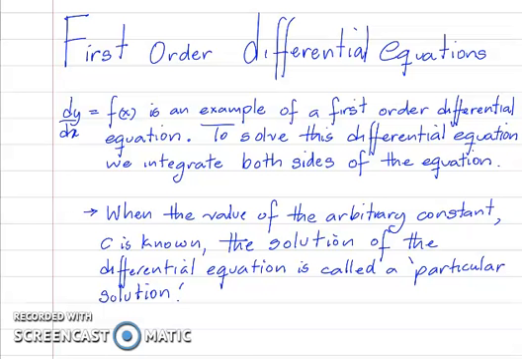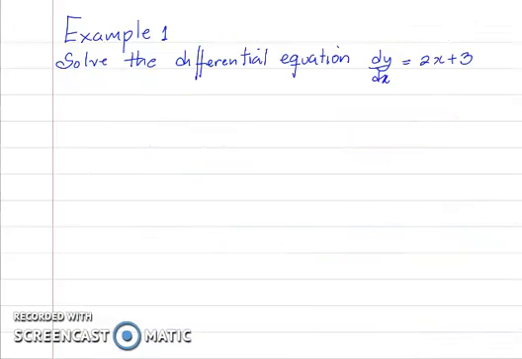Now, when the value of the arbitrary constant c is known, the solution of the differential equation is called a particular solution. Earlier we said that when you just solve a differential equation, what you have is a general solution. When, through the boundary conditions, you determine the value of c, the solution you now have is called a particular solution. All right, so let's have a look at one or two examples.